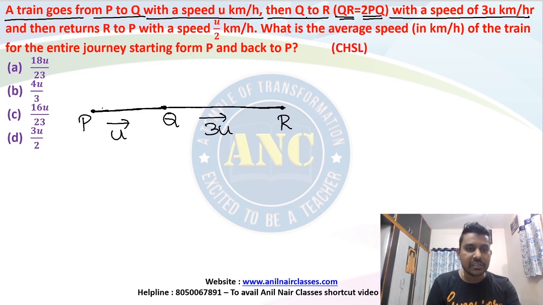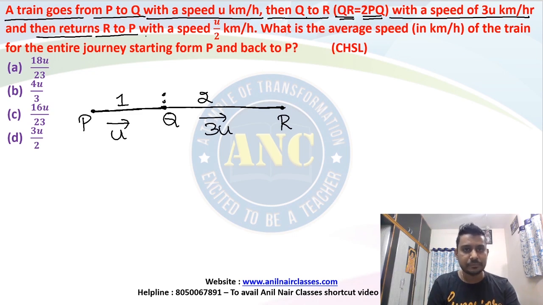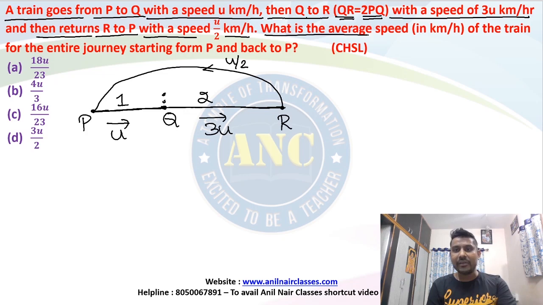That means if the distance from P to Q is 1 unit, then the distance from Q to R will be 2 times that, 2 units. Absolutely clear till this point. And then it returns from R to P with a speed of u by 2 kilometers per hour. What is the average speed of the train for the entire journey, starting from P and back to P? It will go from P to Q, then to R, and come back to P once again. What is the entire journey's average speed is the question.